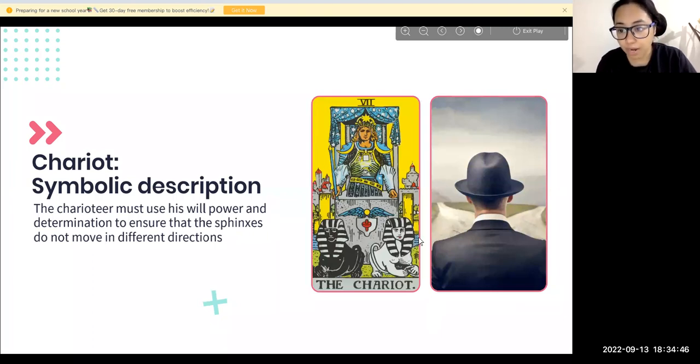Also, if you see behind, there is water. This looks like a river. He has crossed the river, so it means that he has also gone through ups and downs, and there are emotions that he needs to control. That is why you can see there is water behind.